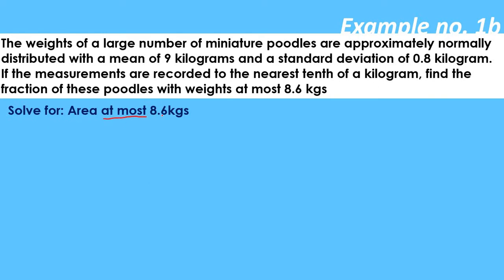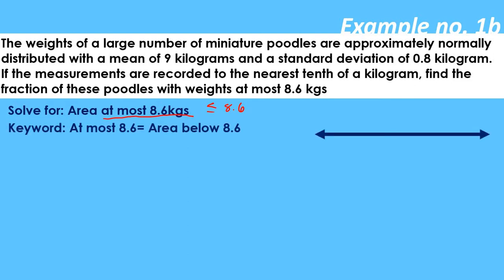So when we say at most 8.6 kilograms, that will be less than or equal to 8.6, which will be related in solving for the area below. So at most 8.6 represents area below. If we have here an illustration of 8.6 and we want values at most 8.6, that will be pertaining to the value starting from 8.6 then to its left, which explicitly shows that we are pertaining to area below.